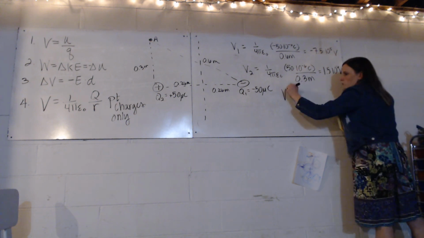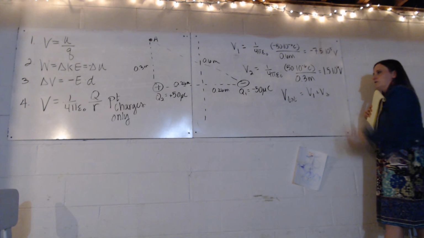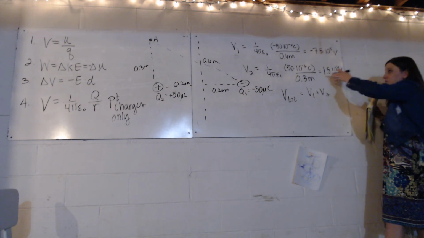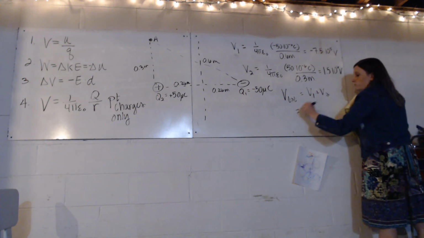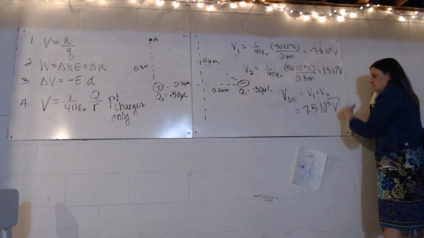So my total voltage is just V1 plus V2. Again, they're scalars. I don't have to add them up as vectors. I just literally add them. And so my total voltage will be positive 7.5 times 10 to the 5th volts, and that's it.